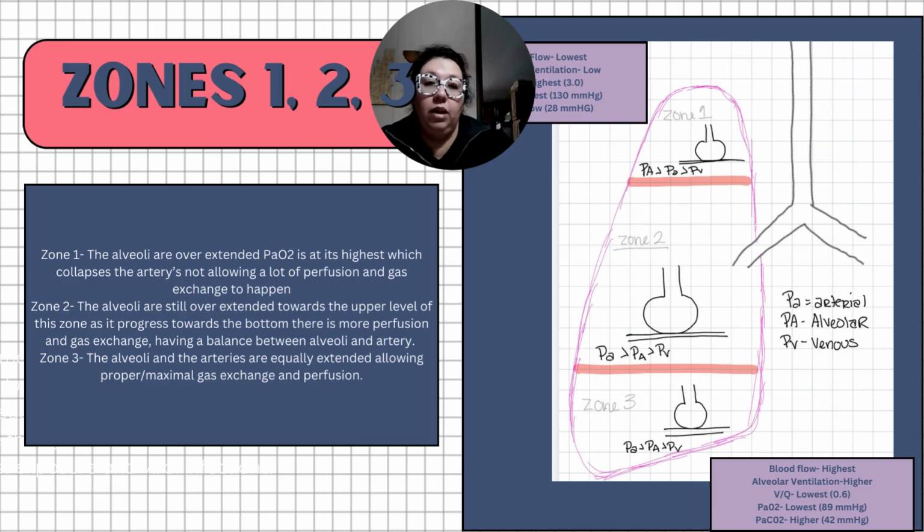And then in our zone 3, which is where a lot of our gas exchange happens, the alveoli and the arteries are equally extended, allowing proper maximal gas exchange and perfusion. So down here, our blood flow is at its highest just because there's nothing being constricted, nothing being over distended, and our alveolar ventilation is higher because everything is getting crossed from one side of the permeable membrane to the other. Our CO2 is at our highest point just because there is a lot of gas exchange. So a lot of our CO2 is going out and then oxygen is coming in. So yes, that explains our base lungs.